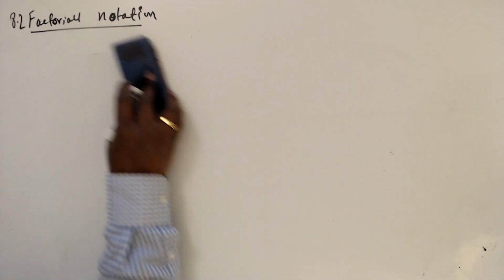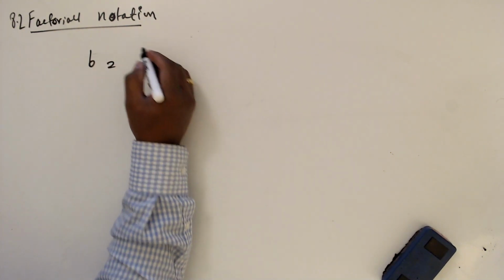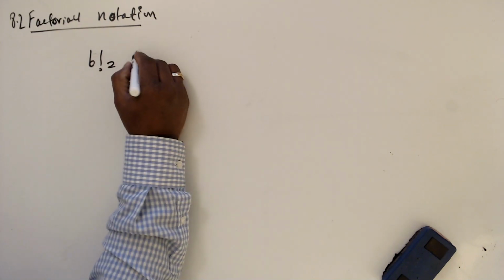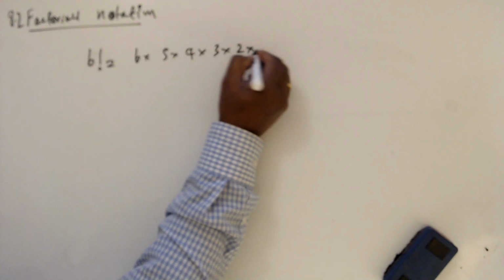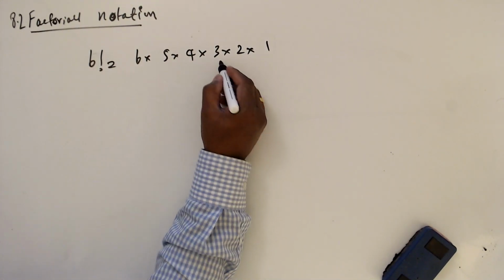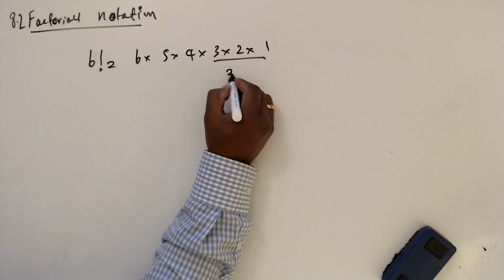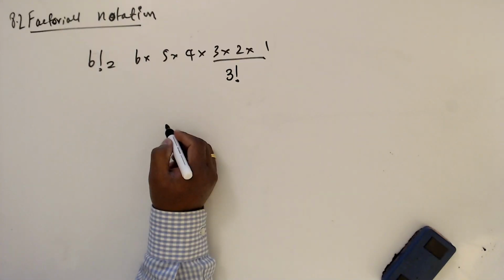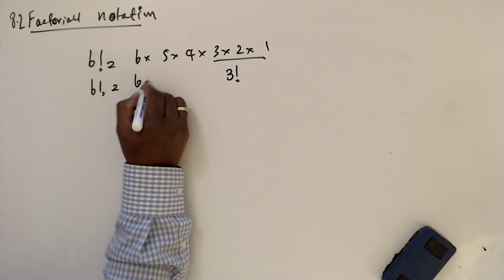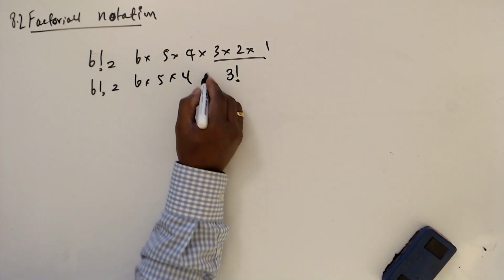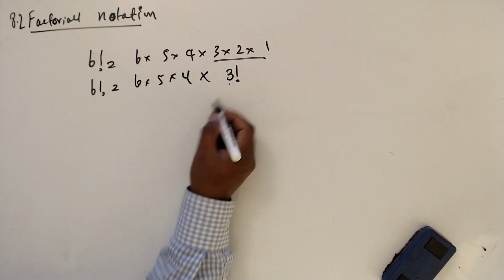Factorial 6. You can write 6 times 5 times 4 times 3 times 2 times 1. What is 3 times 2 times 1? This is factorial 3. You can write factorial 6 as 6 times 5 times 4 and factorial 3. The rest of the thing you write as factorial 3.